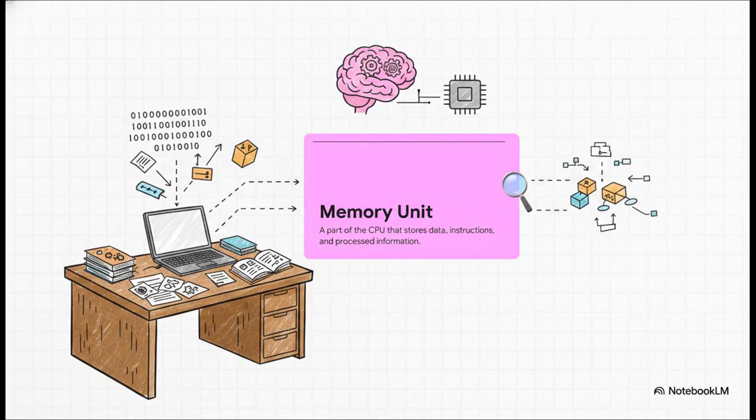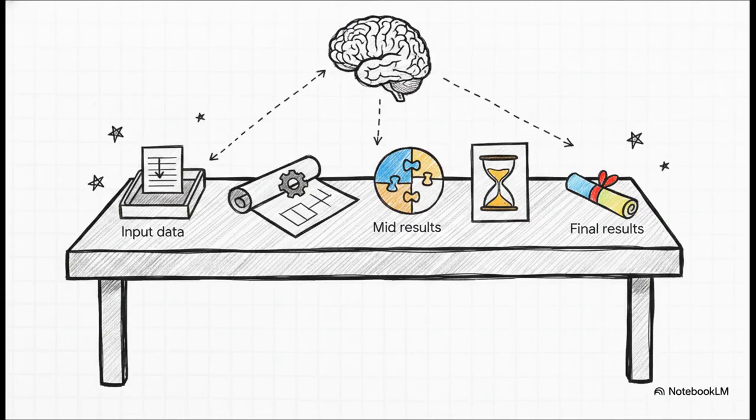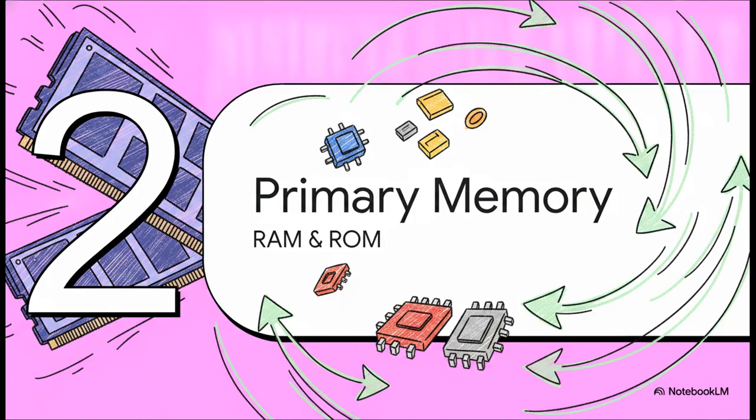Just like you need a desk to lay out your books and papers while you study, the CPU needs a workspace where all the processing action actually happens. So what exactly is sitting on that desk? Well, it holds input data, program instructions telling the computer what to do, intermediate results that pop up mid-calculation, and the final results once a task is fully complete. If you want to lock in a core rule for your exams, just remember this: memory equals the storage of data and instructions.